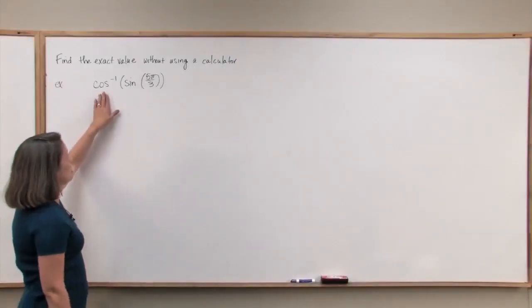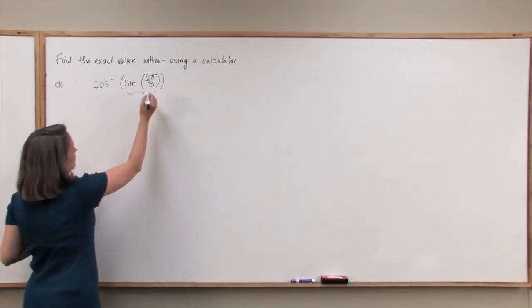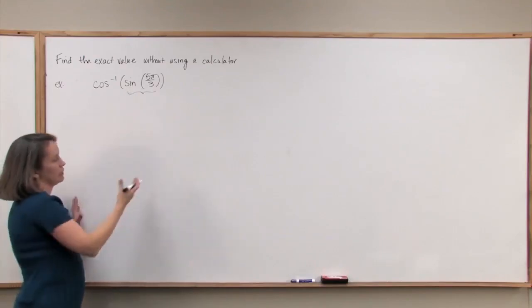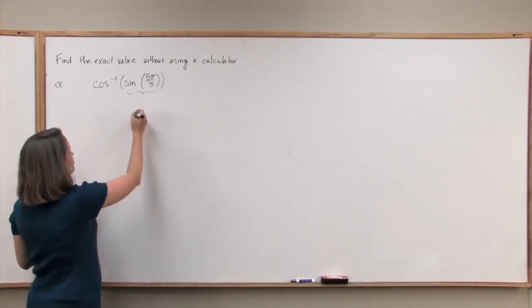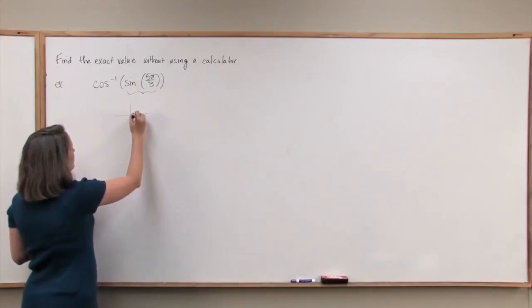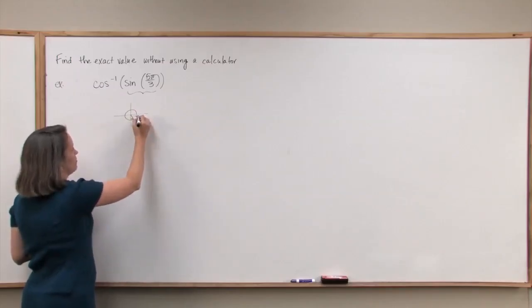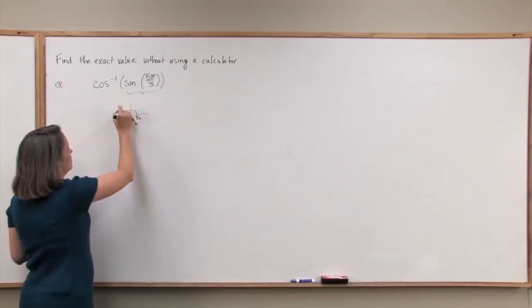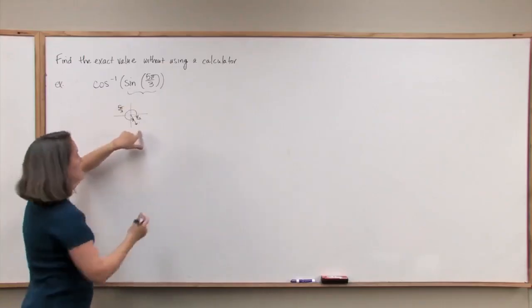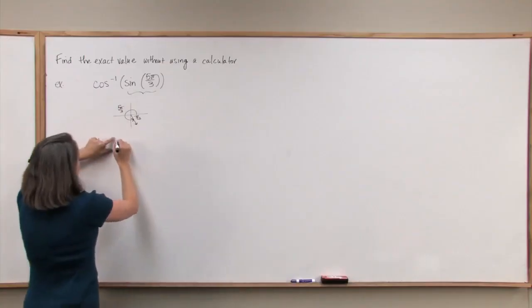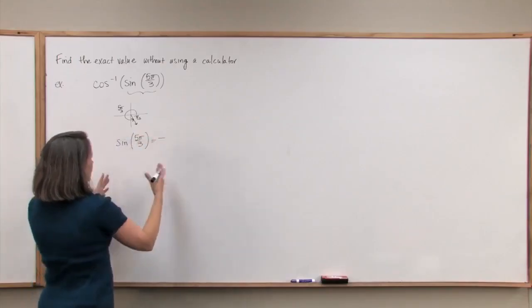Let's find the inverse cosine of the sine of 5 pi over 3. We'll start with the inside part, the sine of 5 pi over 3. So tell me about the angle 5 pi over 3. Its terminal side lands in quadrant 4. What would be the reference angle? Right, pi over 3. Okay. In the fourth quadrant, is the sine of an angle positive or negative? Negative. Okay. So the sine of 5 pi over 3 is negative.